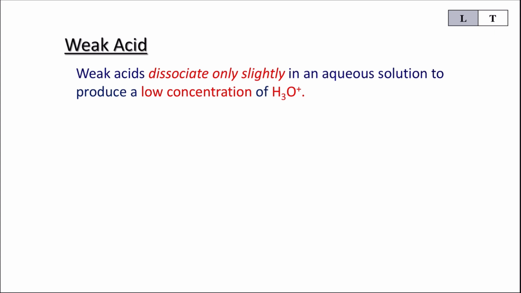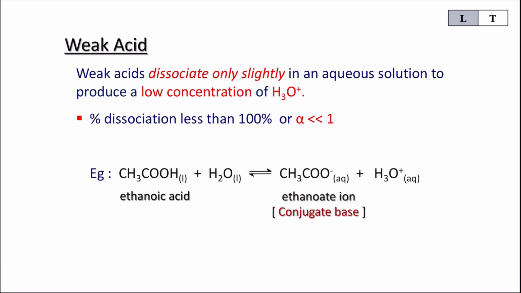Once kita dah belajar tentang strong acid and base, now we will focus about weak acid and weak base. So untuk weak acid, dia dissociate only slightly in aqueous solution to produce low concentration of H3O+. So beza dia perkataan kat sini slightly dengan low concentration. So maknanya dissociation percentage dia adalah less than 100% ataupun alpha less than 1. Contoh macam mana, Miss ada ethanoic acid kat sini, di mana ethanoic acid dia dissociate dan menghasilkan CH3COO- dan juga H3O+.